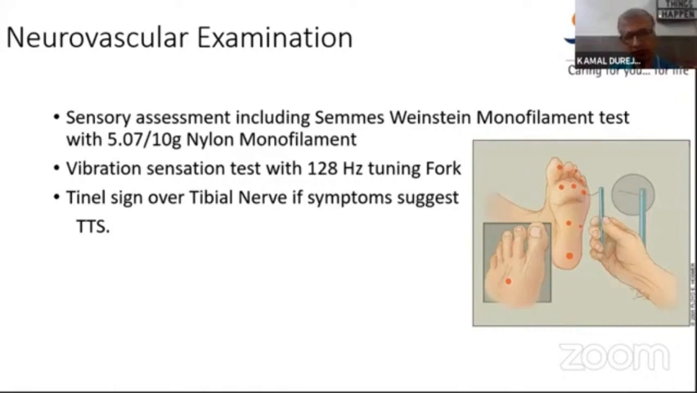And then if there is anything to suspect, like tibial nerve injury or tarsal tunnel syndrome, you can also perform the Tinel sign over the course of the tibial nerve to diagnose TTS.